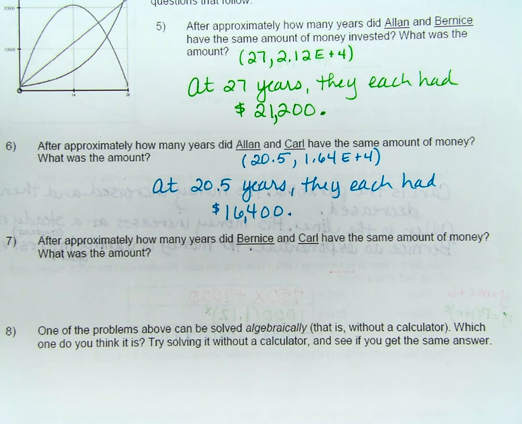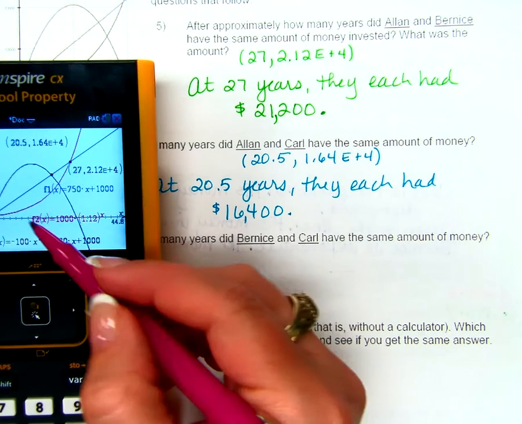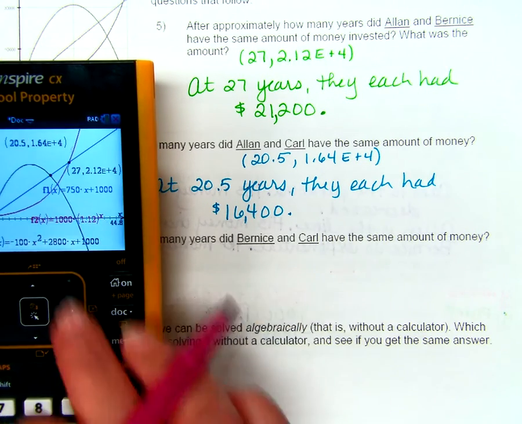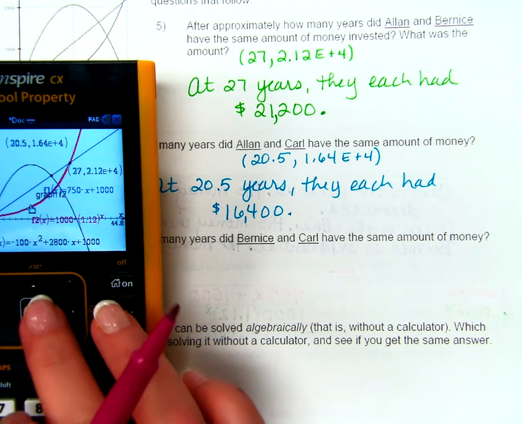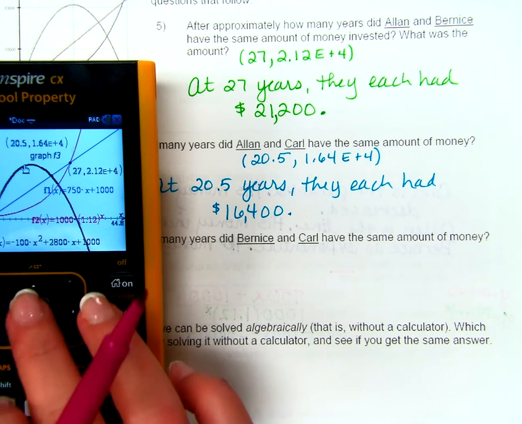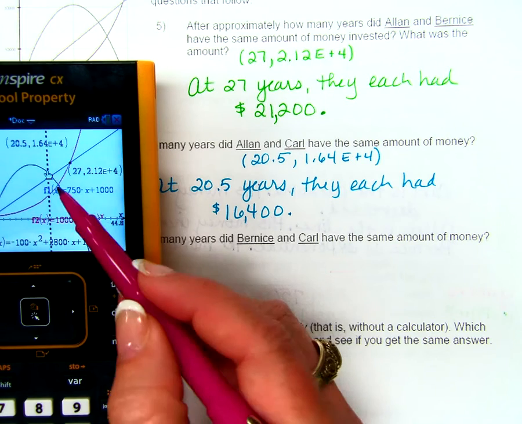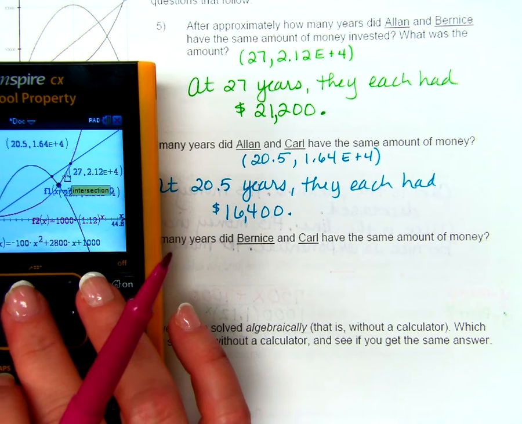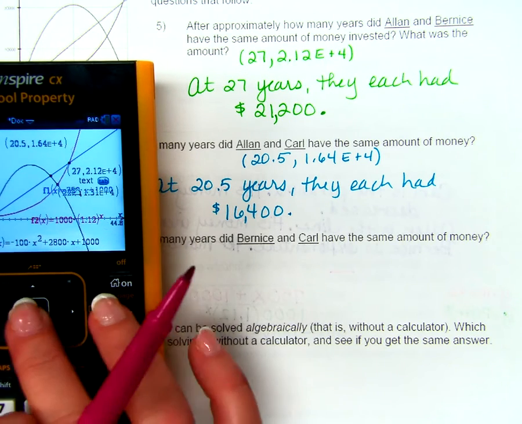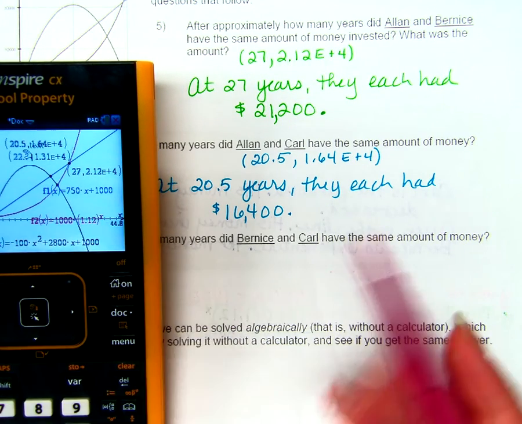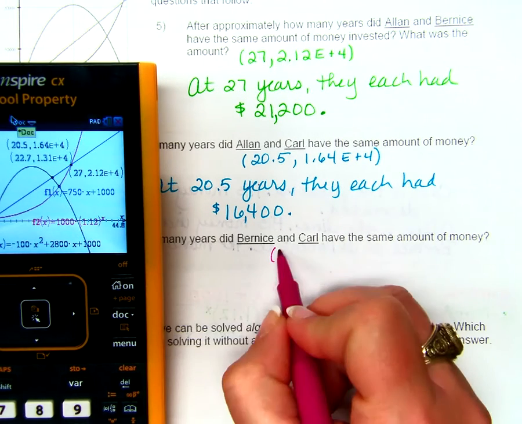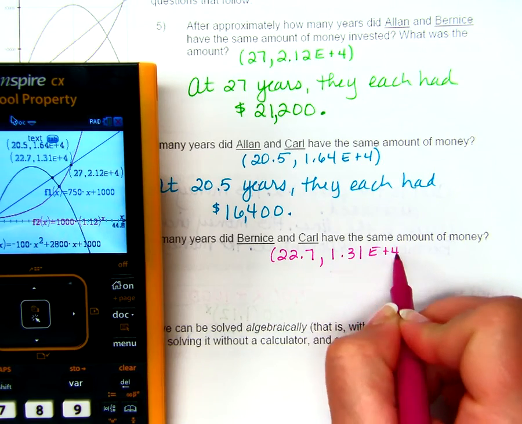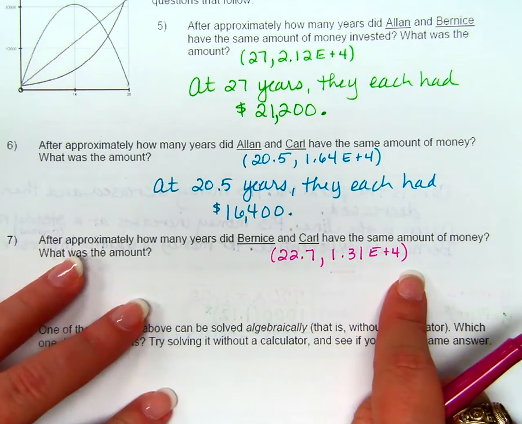Last but not least, Bernice and Carl. Bernice is the exponential and Carl is the parabola. So menu, analyze, intersection. I'm talking about the exponential and the parabola. So the point of intersection is going to be that point right there. So I'm going to put that on the left and that on the right. And it gives me this value right here, which I'm going to move so we can see a little bit easier. So that says 22.7, 1.31 e plus 4. So that means 1.31 times 10 to the fourth.